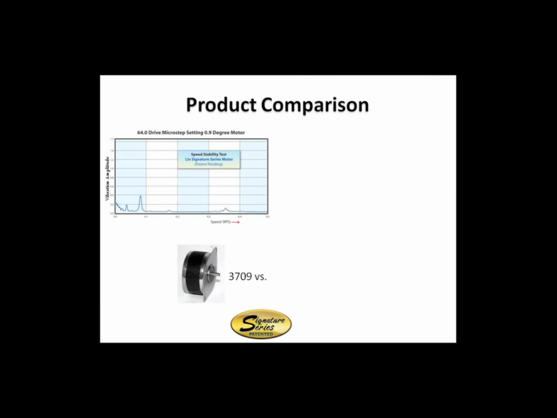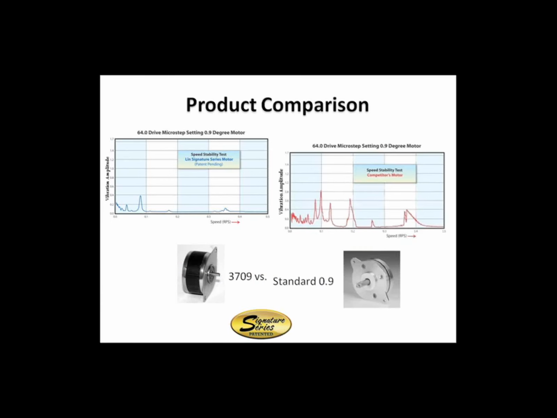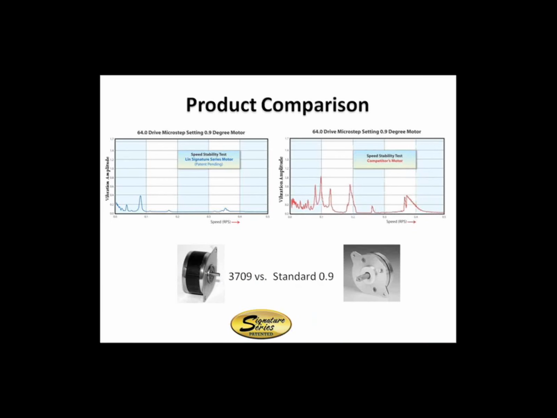Now, Lin Engineering has developed a motor called the Signature Series that inherently within the design actually helps with smooth motion and decreases those resonance points. And we did a product comparison with a standard motor out there in the market. And if you notice, these graphs show the speed on the x-axis. So we're basically accelerating the motor from 0 to 0.5 RPS, and then we measure the vibration amplitudes.